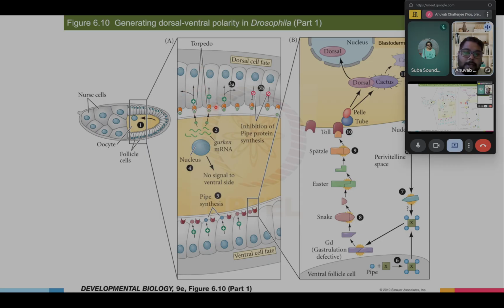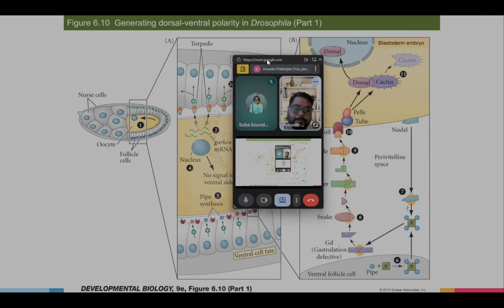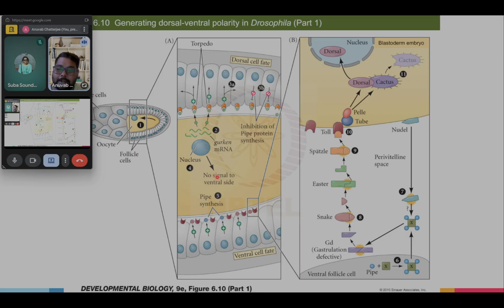And obviously the Torpedo is required in the follicle cells to do this, and essentially the dorsal follicle cells now differentiate and, interestingly, do not have any signaling. So Gurken going to the dorsal follicle cells causes them to stop a particular type of signaling. What is that type of signaling? That happens on the ventral side, because there is no Gurken here, and thus these ventral follicle cells, which did not receive the Gurken signal, produce a particular protein known as Pipe.